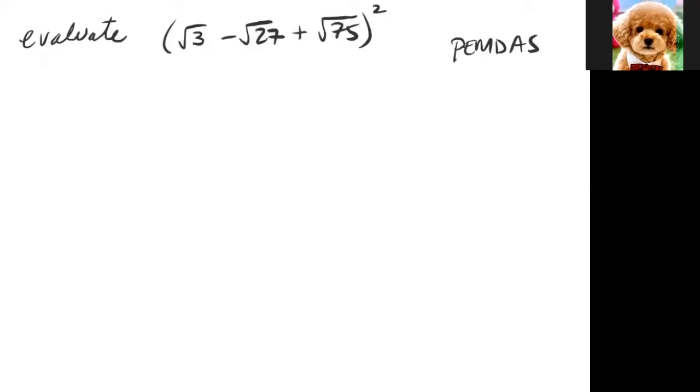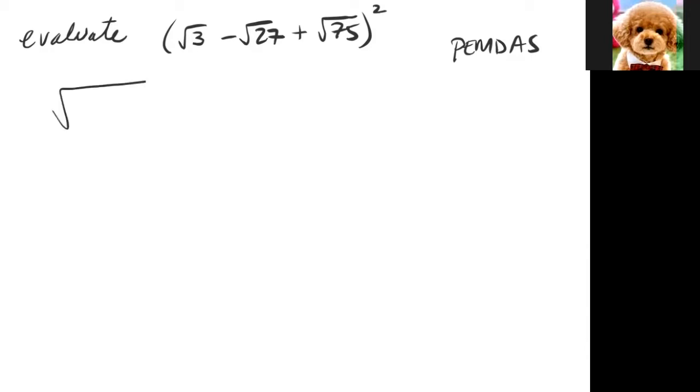Eventually, but that's not the easiest way to simplify this. So Max, you're suggesting that I can do 3 minus 27 plus 75, because the square applies to all three of the terms. It does, but it's a different square. They're all not underneath the same square.